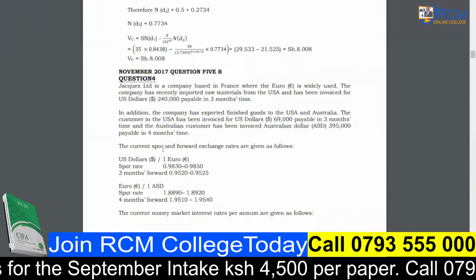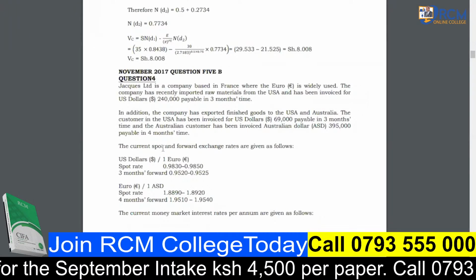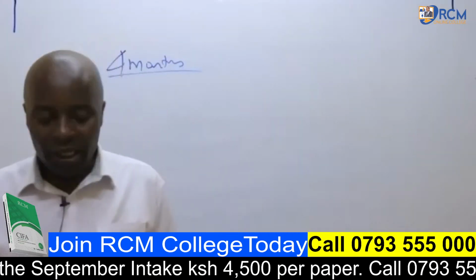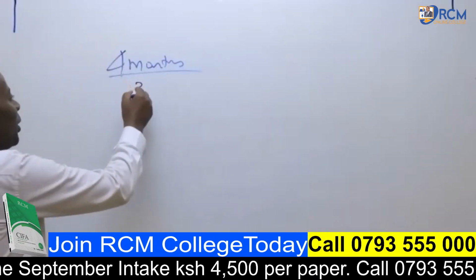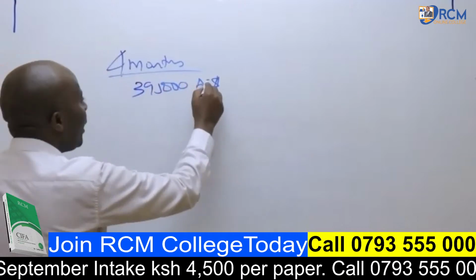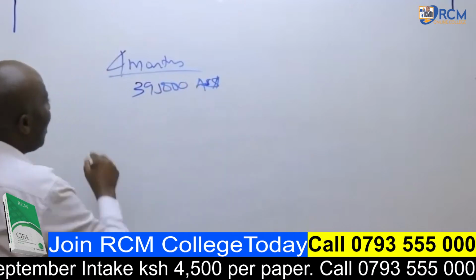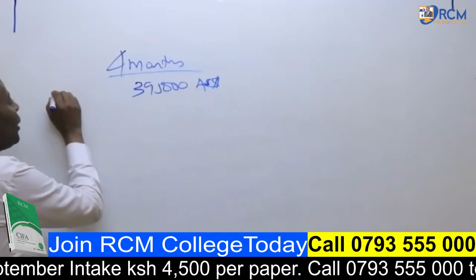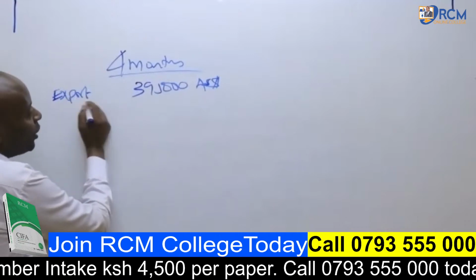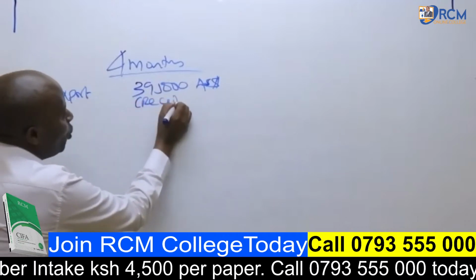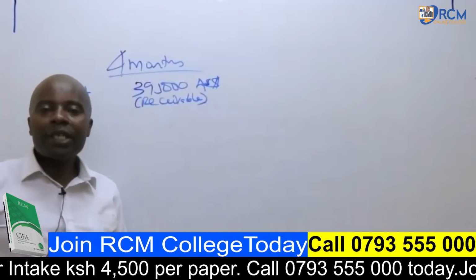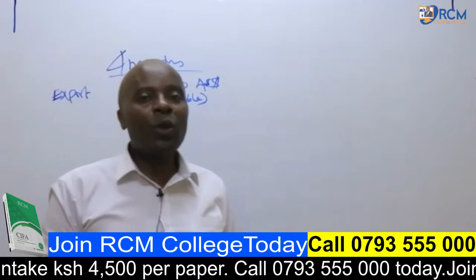As we have exported, whenever you export, you expect to receive money. So the Australian dollar 395,000 happens to be an amount that is coming as a result of an exportation. And for exportation, ladies and gentlemen, we expect in this case here to receive. And if it's a receivable, there is one thing that none of you has remembered to tell me.